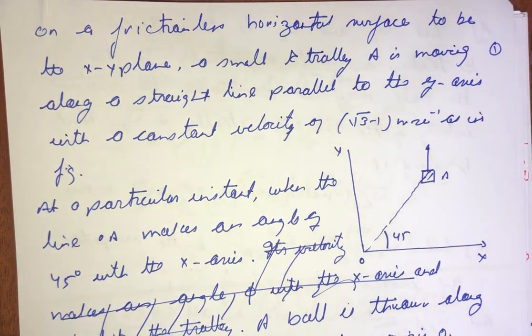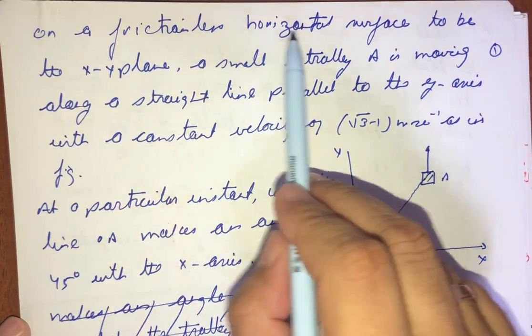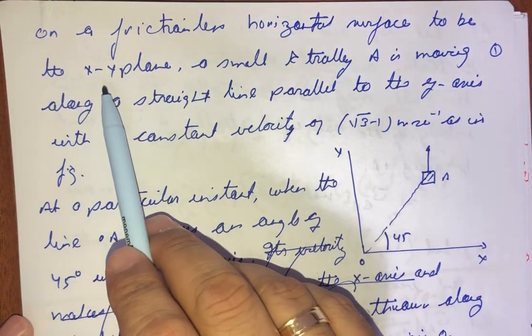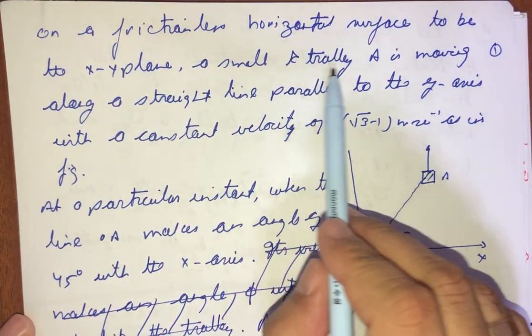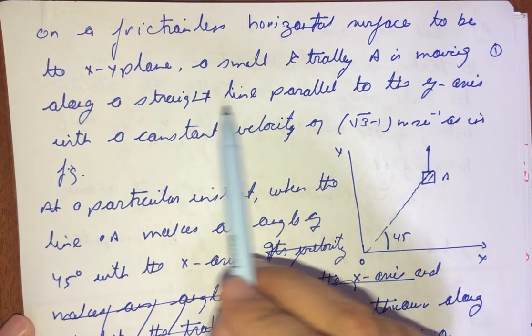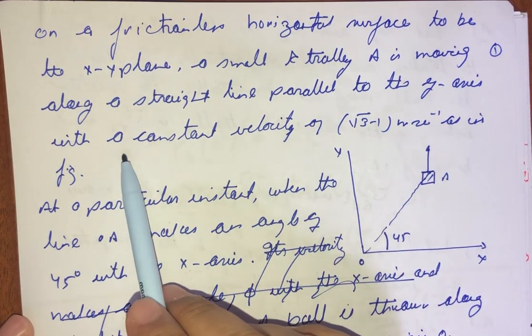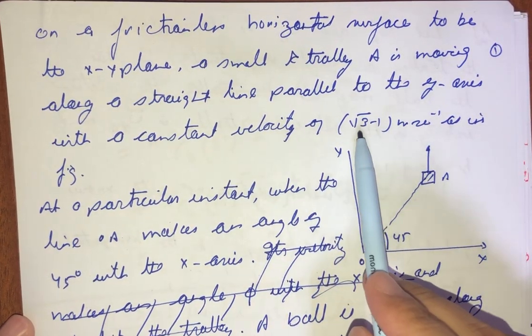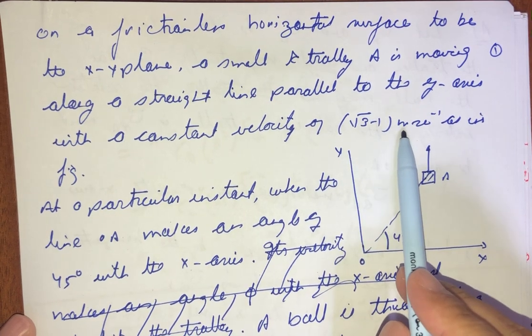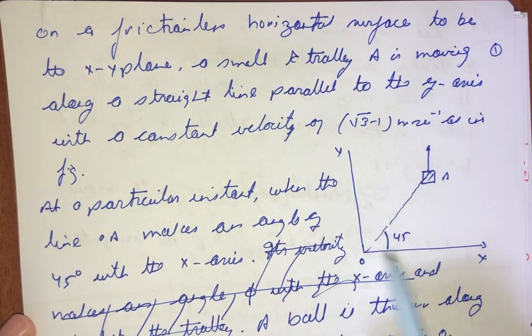This is a very interesting question. On a frictionless horizontal surface, the xy plane, a small trolley A is moving in a straight line parallel to the y-axis with a constant velocity of square root of 3 minus 1 meters per second, as in the figure. So this is the xy plane.